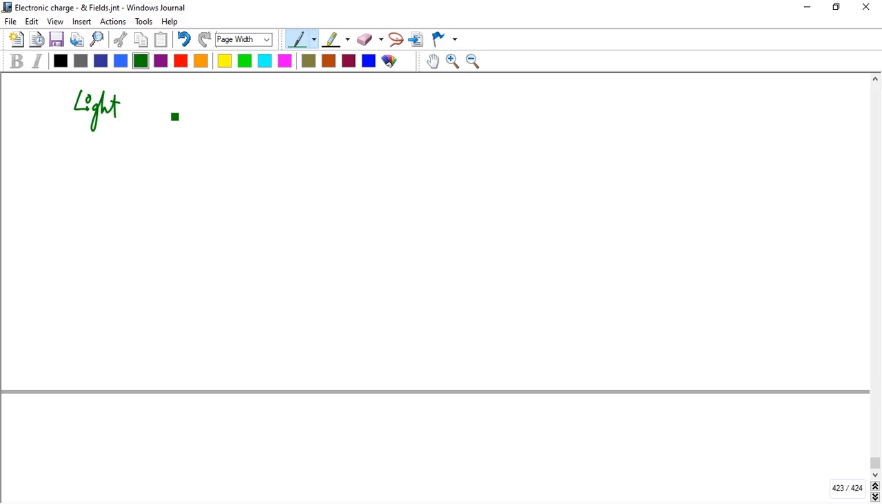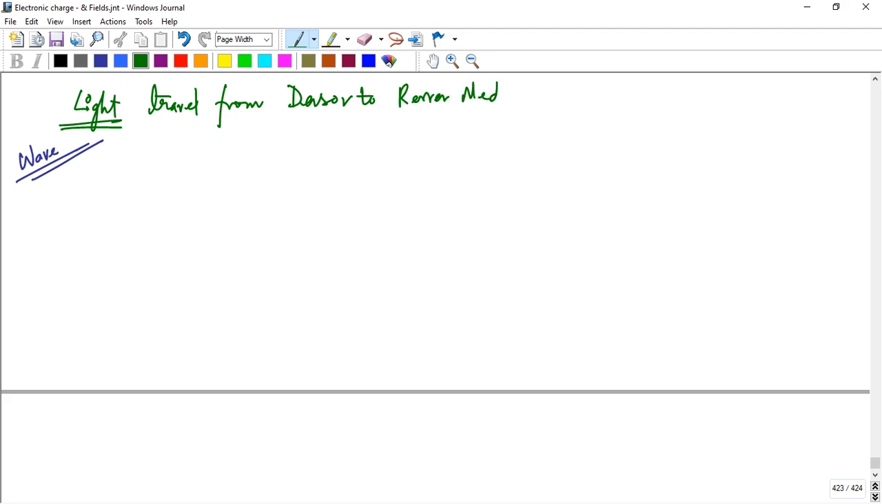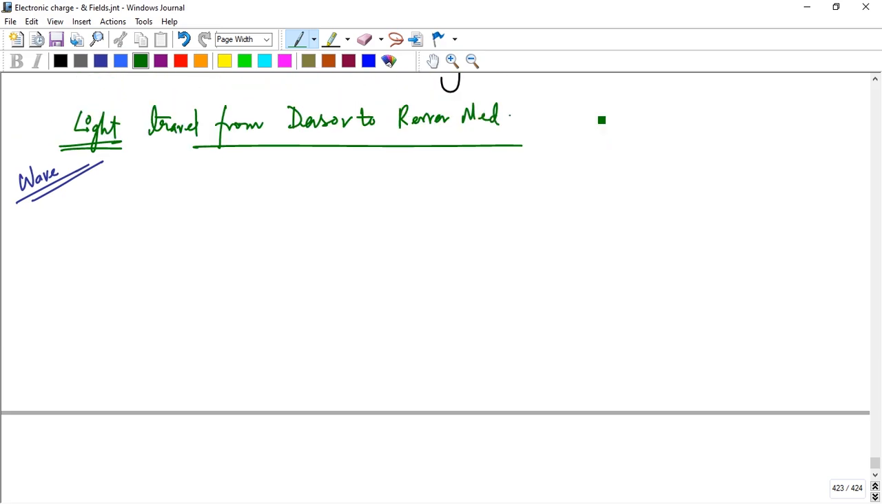Here we discuss the wavefront, how a wave travels from denser to rarer medium, with the help of Huygens principle. So here, see the diagram.